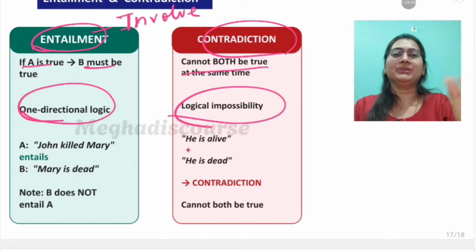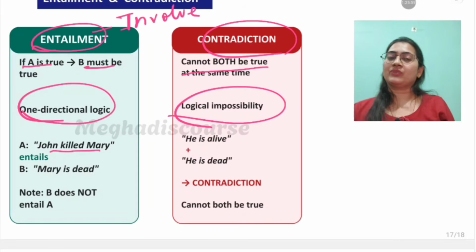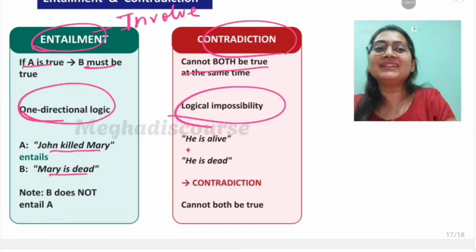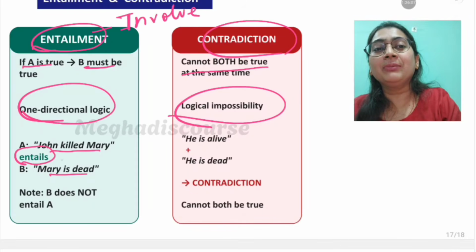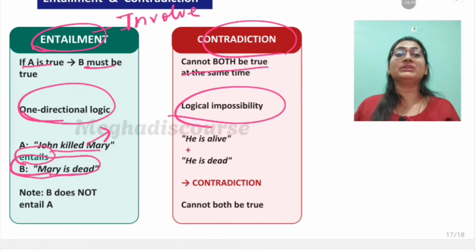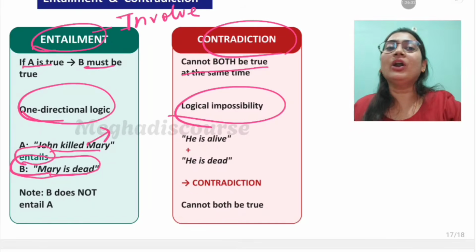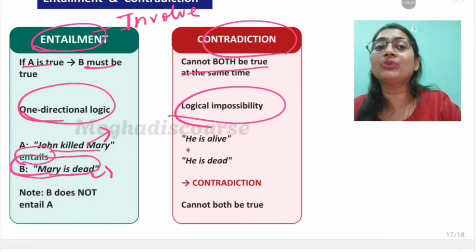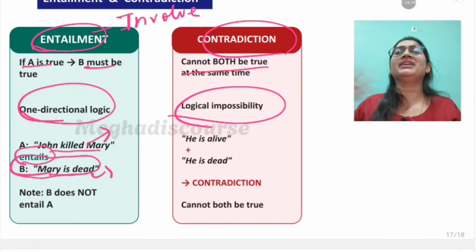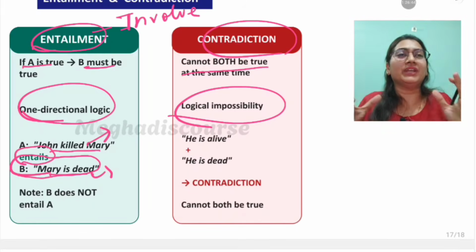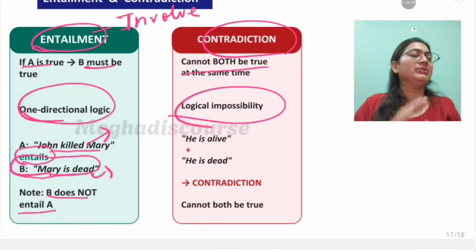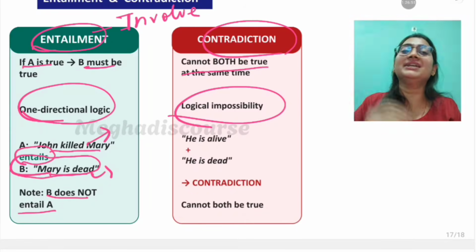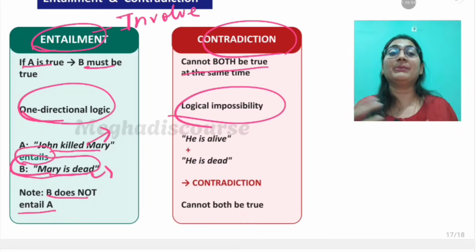Let us understand with an example. John killed Mary. This is a true one. Mary is dead. Now he has killed Mary, so Mary is dead. So A entails B. But if B is true, it does not mean A must be true. It is not necessary. Maybe she died from illness. Maybe he just slapped her and it is said he killed Mary. So B does not entail A. So through B, we cannot say that John has killed Mary. So this is called entailment, involvement.